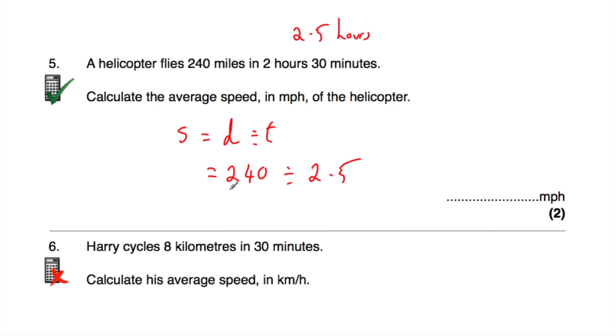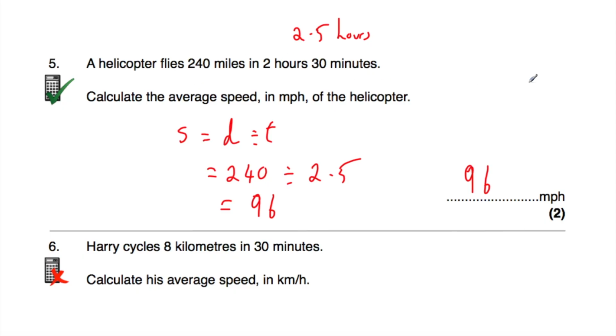So if we do 240 divided by 2.5, that'll tell us the average speed of the helicopter. 240 divided by 2.5 is equal to 96. So that means the average speed of the helicopter is 96 miles per hour. And that's it. And we can check our answer if we take the speed 96 miles per hour, so 96 miles every single hour, and we times that by 2.5, so 96 times 2.5, that's equal to 240. So the helicopter would fly 240 miles in that time.